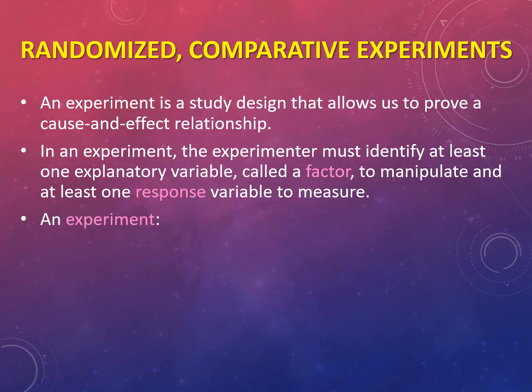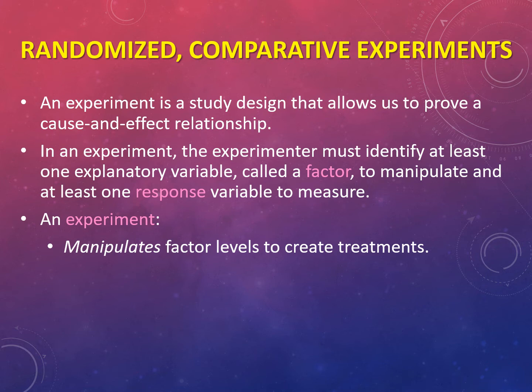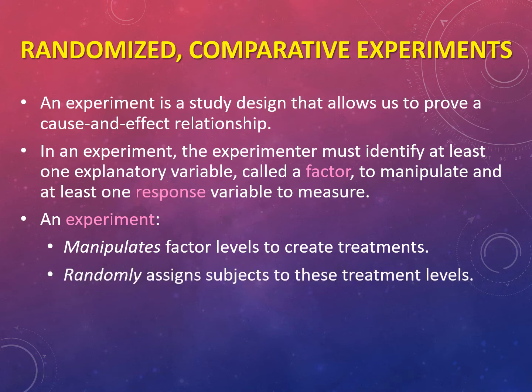In an experiment, you have to have a couple of things. You have to be able to show that you are purposefully manipulating factor levels to create your treatments. For example, the factor levels that I've had, okay, let's do a 45-minute flipped classroom, a 20-minute flipped classroom, or no flipped classroom. And those are each my different treatments. Then we're going to randomly assign those subjects to those treatments.